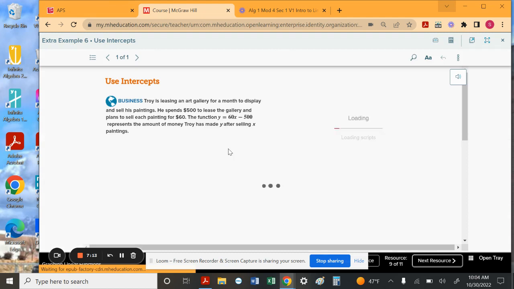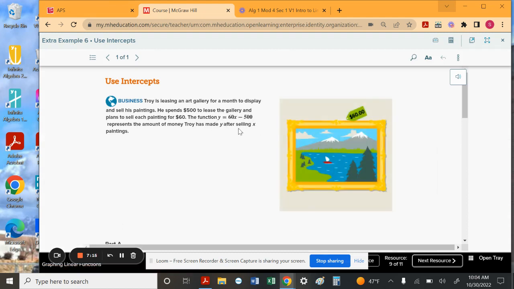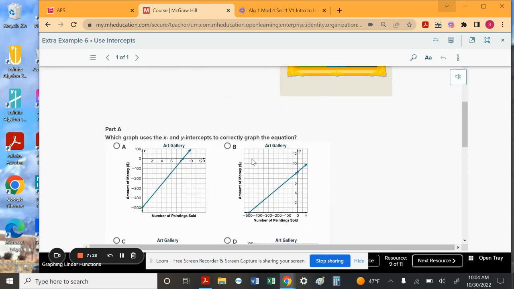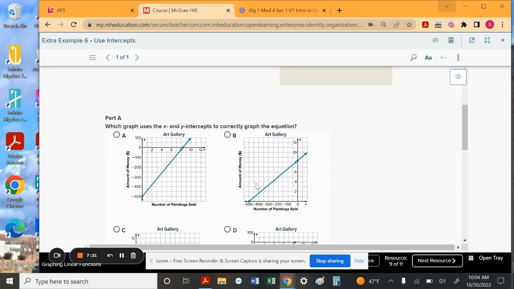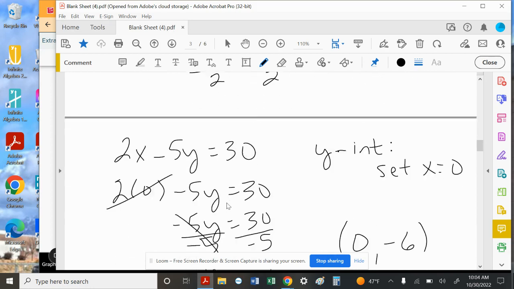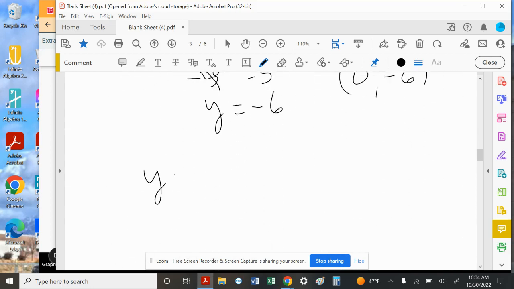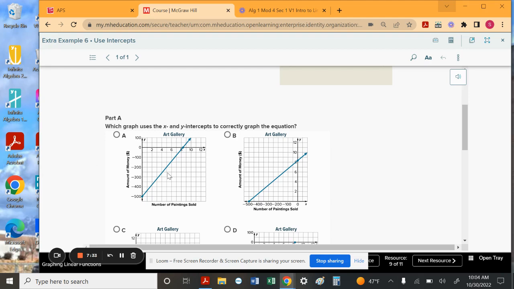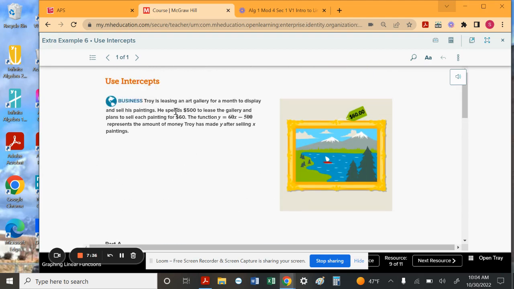We're going to use the intercepts now to do it, drawing it on another sheet of paper. Notice here we have a function y equals 60x minus 500, and this is just a word problem, so it's not much different than problems we've done before. It says he spends $500 to lease the gallery, so it's $500 to lease the gallery when we have no paintings.